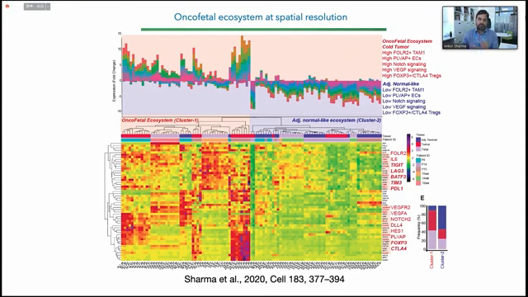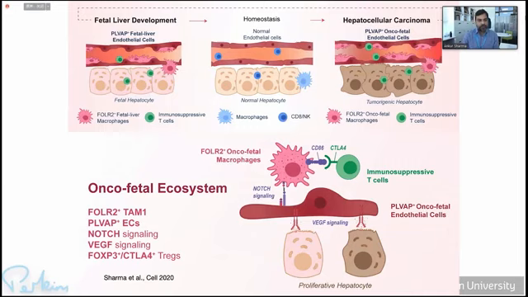On the other hand, when we look into adjacent normal tissue, we do not find some of these oncofetal features of the tissue. Now, this is the model we presented in 2020, where we showed how a tumor, which is in homeostasis, does not have these PLVAP positive endothelial cells and FOLR2 positive macrophages, goes back to a fetal liver developmental stage, where it now starts appearing with more FOLR2 positive macrophages and PLVAP positive endothelial cells.